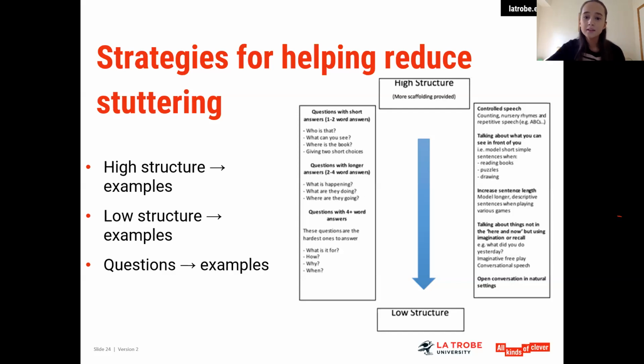On the right side are examples of activities that decrease in the amount of structure and hence become more complex for your child. At the top, controlled activities are listed, which include counting, nursery rhymes, and repetitive speech, such as ABCs, which are typically easier. And then at the bottom, we have open conversation in a more naturalistic environment, which can be harder to maintain smooth speech. So hopefully that diagram gives you a practical idea of how to teach children to be smooth and why we do it that way.